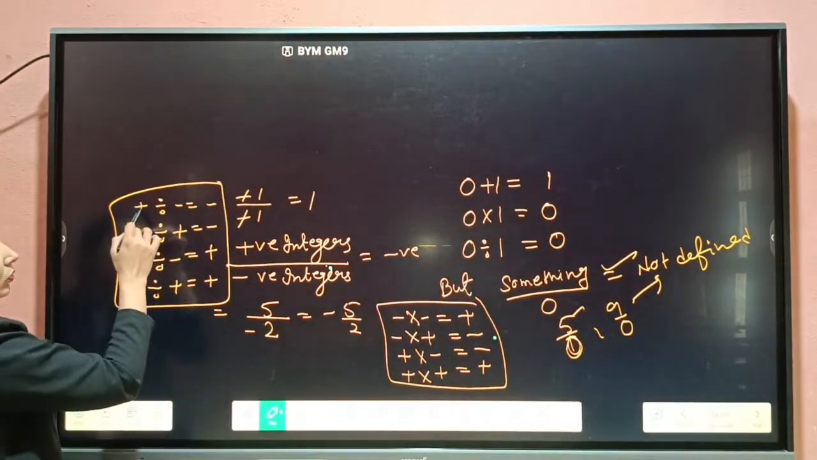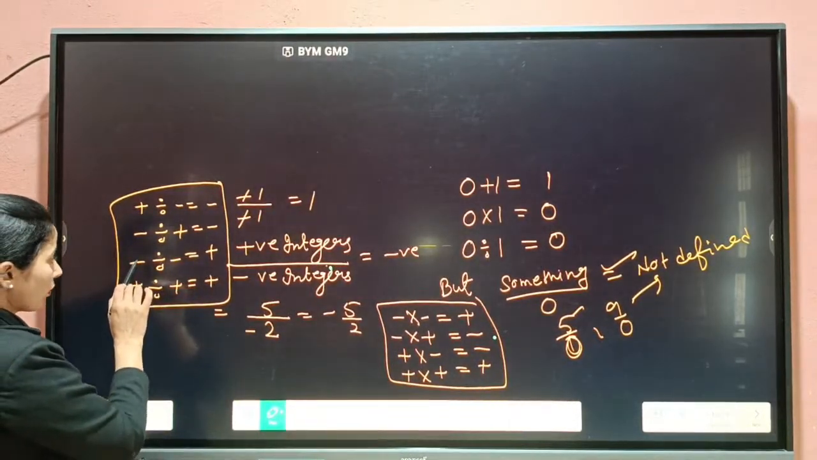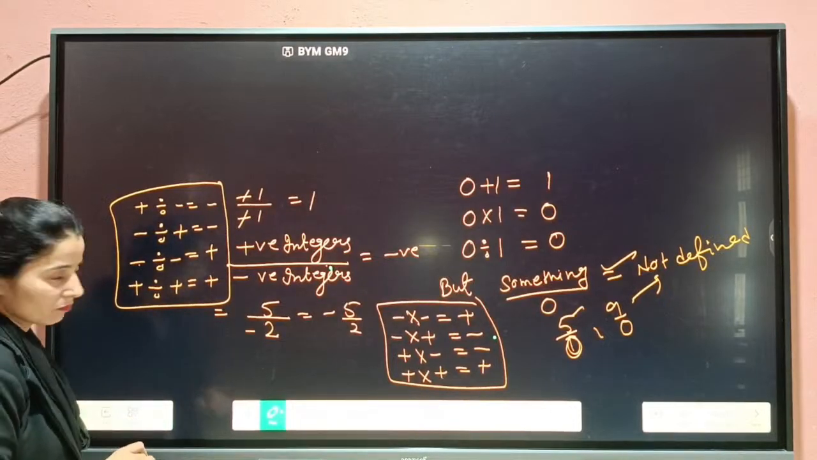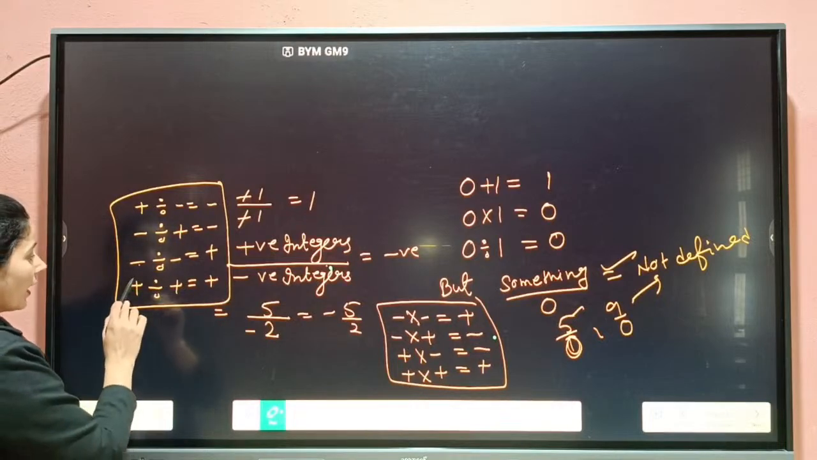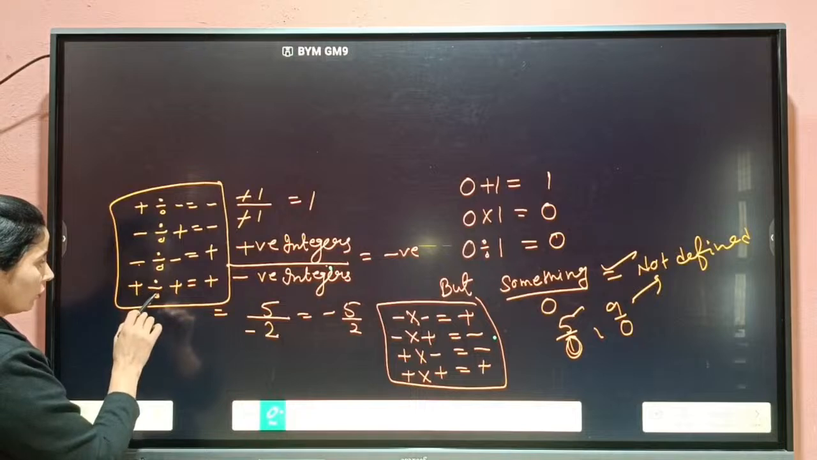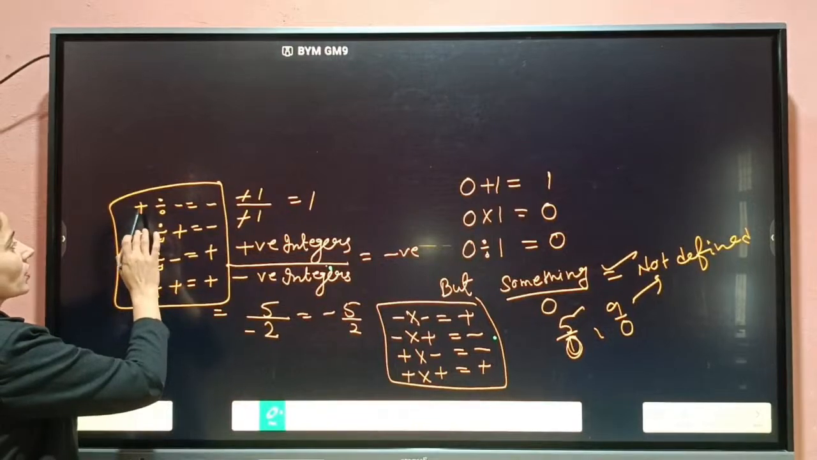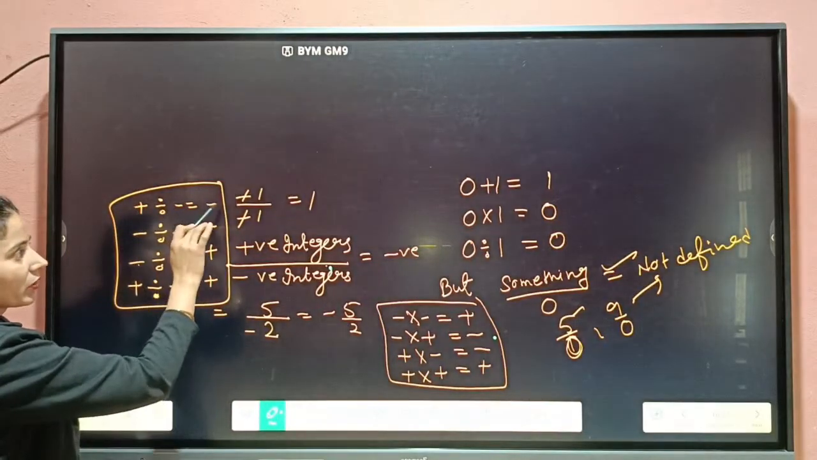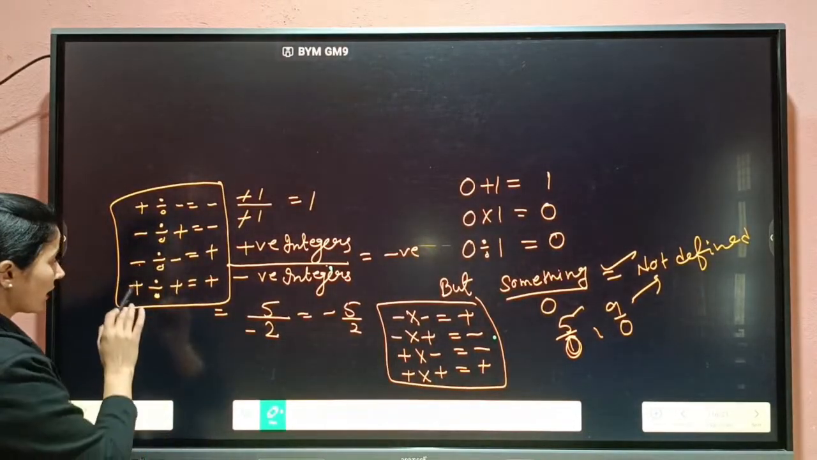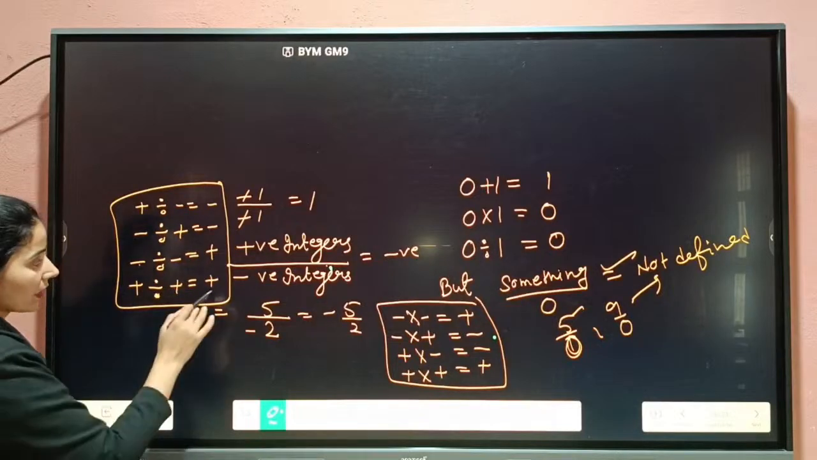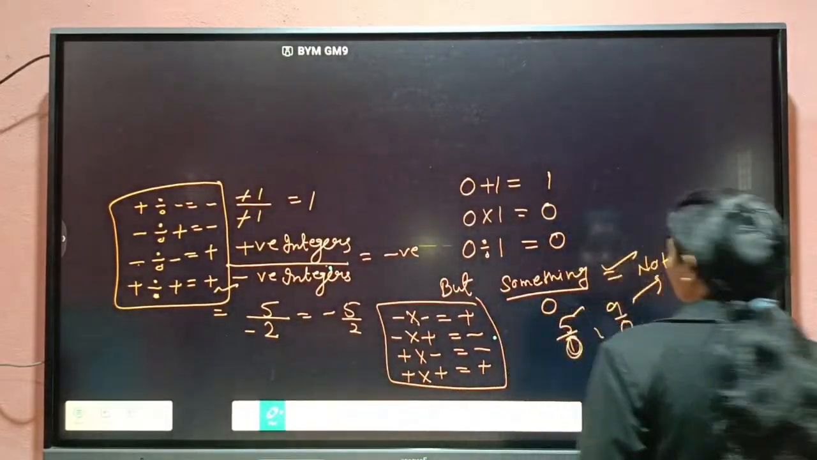Division of one positive and one negative integer will give us a negative integer, and division of two negative integers will give us plus, meaning a positive integer, and division of two positive numbers again is a positive integer. So tomorrow we are going to discuss its examples and exercise.